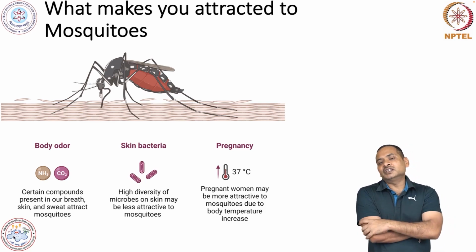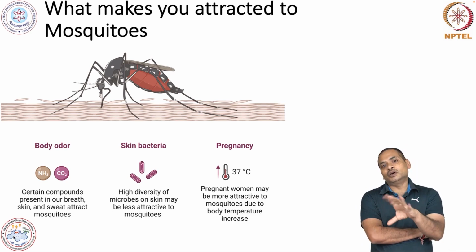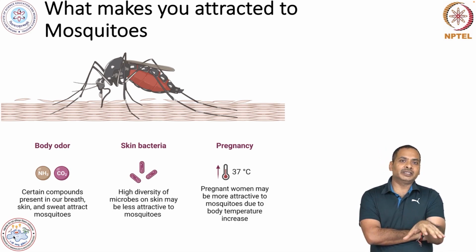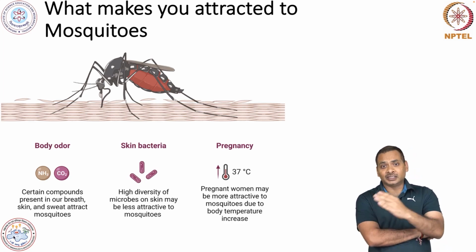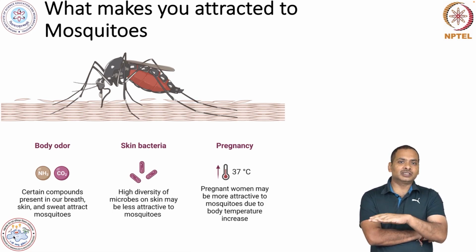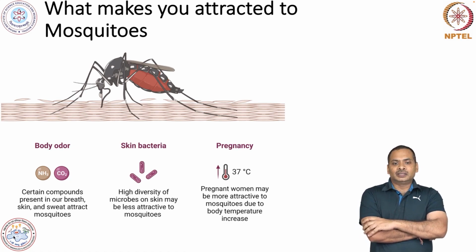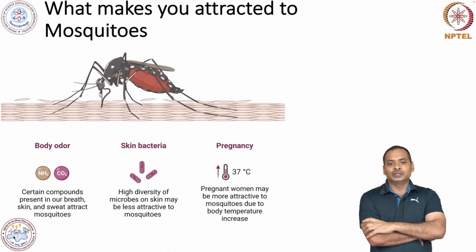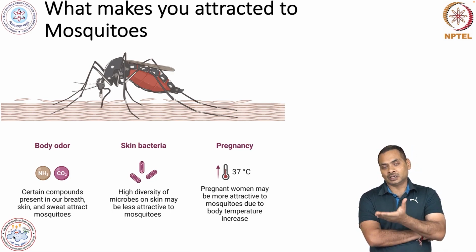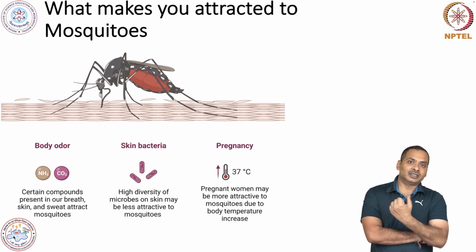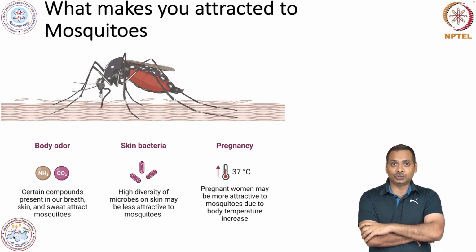But body temperature is another important thing. They sense body temperature, and then they are attracted and bite in order to take the blood meal. This is quite prominent in the case of pregnant women. In general their body temperature is a little elevated, and pregnant women may be more attractive to mosquitoes due to this slightly elevated temperature. That is why mosquitoes are attracted towards the human host.